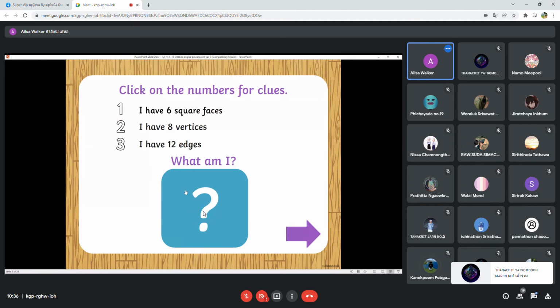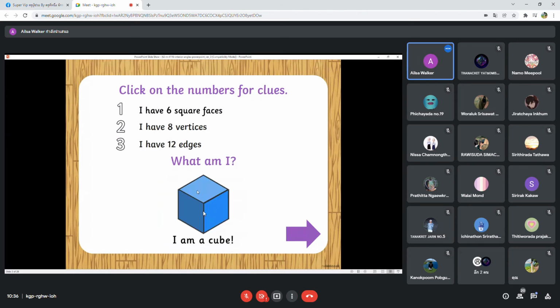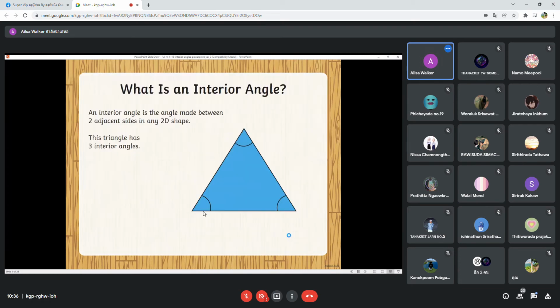Cube. What do you think, everyone? Is it a cube? Anyone awake today? Is it a cube? Yes, well done.